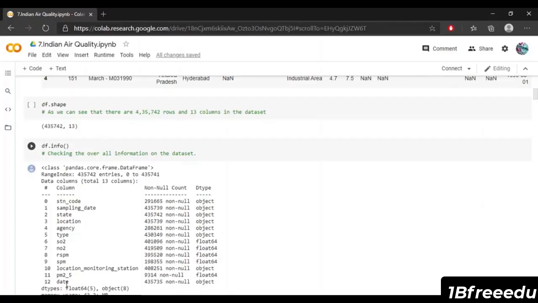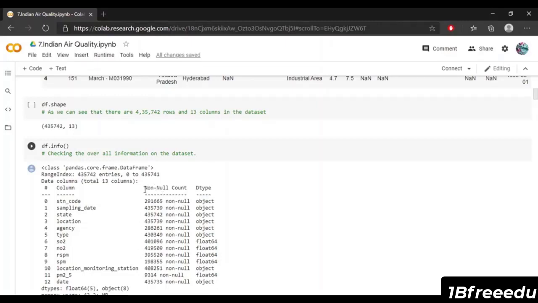And among these columns, there is one column called PM2_5. And as you can see, among 4,35,742 rows in our data set, there are only 9,314 rows available in this particular column. That means the remaining rows are missing, which is more than 80% of the data missing in this particular column called PM2_5.